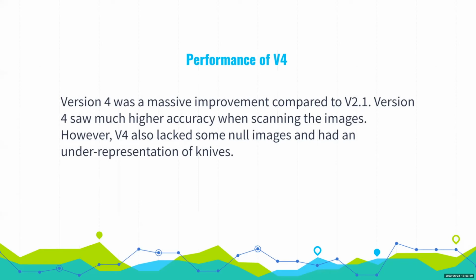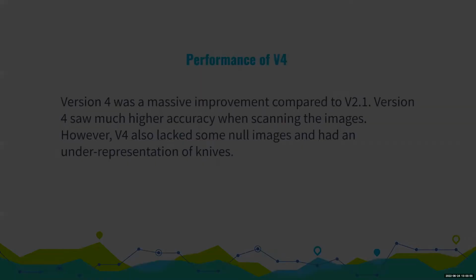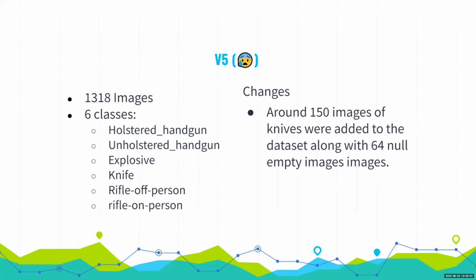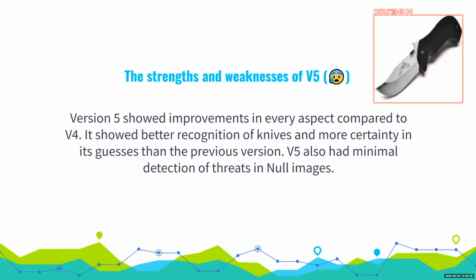However, there was still a lack of null images within the data set. So in the fifth iteration, we added an additional 210 images for a total of 1,318 images, including more knives and null images, overall showing a huge improvement in every aspect, however, not without its flaws. So in the sixth iteration, the latest one on our website, we added 100 images for each class in order to improve the accuracy of the model, and this one showed the best results out of the 6.